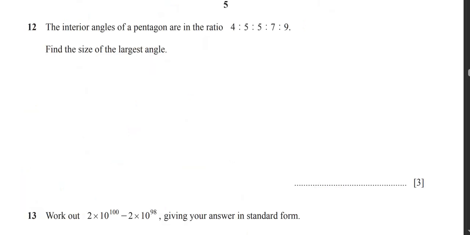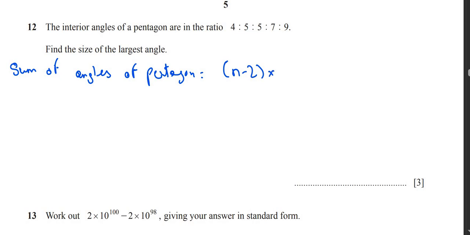Moving on to the next question, it says the interior angles of a pentagon are in this ratio. Find the size of the largest angle. So first of all guys, what is the sum of angles of a pentagon? First we will calculate this. Basically the sum of angles in a polygon, the formula is n minus 2 multiplied by 180.